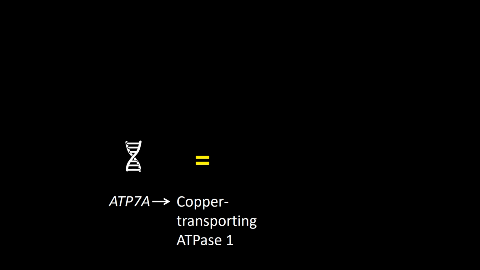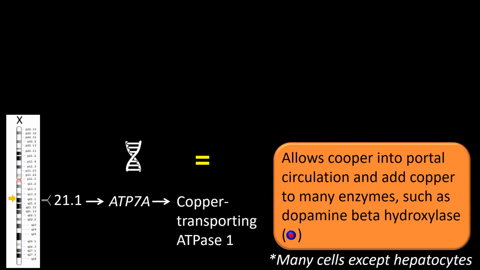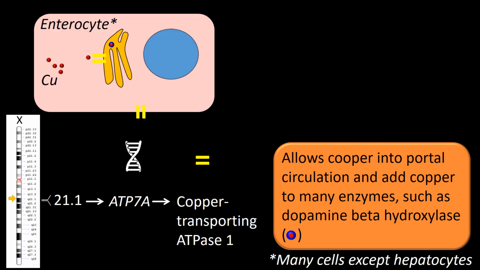The gene that produces copper transporting ATPase1 is located in the X chromosome at the Q21.1 locus. Copper transporting ATPase1 is not only present in the enterocyte but also in many other cells, but not in hepatocytes. This enzyme, in the presence of a low or normal copper level, transports copper to the Golgi apparatus, where copper is incorporated into other proteins or serves as a cofactor for certain enzymes, including dopamine beta hydroxylase.